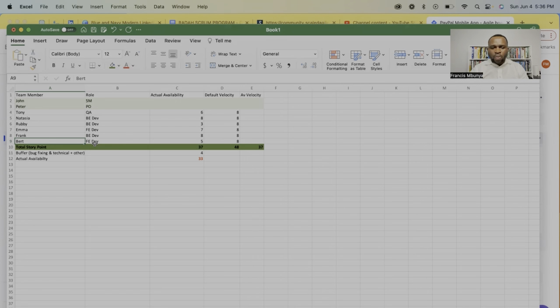So that's the composition. Now, the other thing you need to take into consideration is the default velocity. The default velocity is: if every one of these team members were available full-time, what amount of work would they be able to take? Which is 8, right?